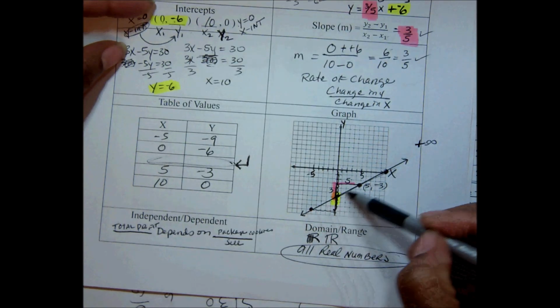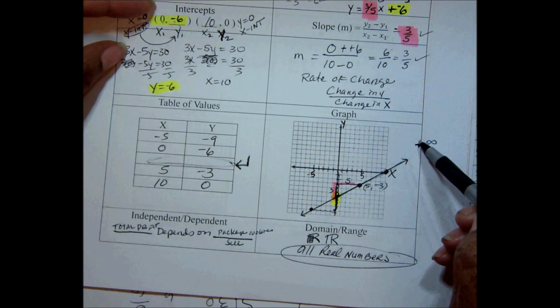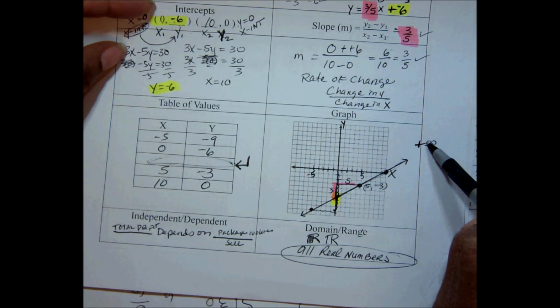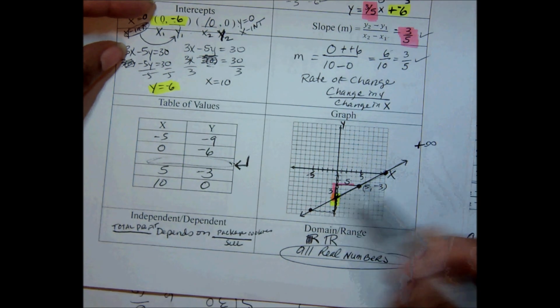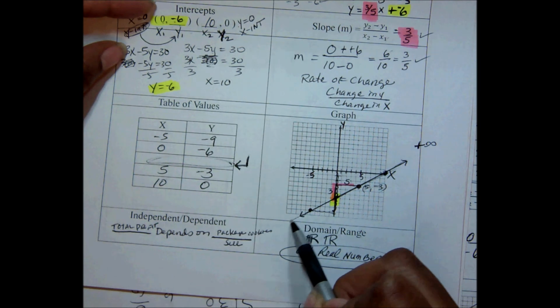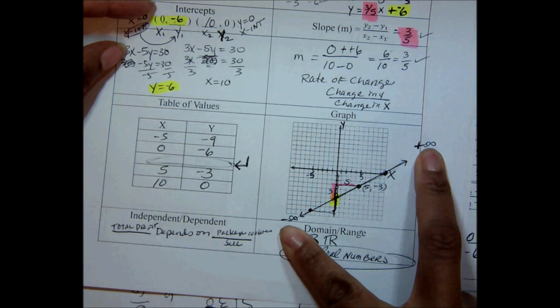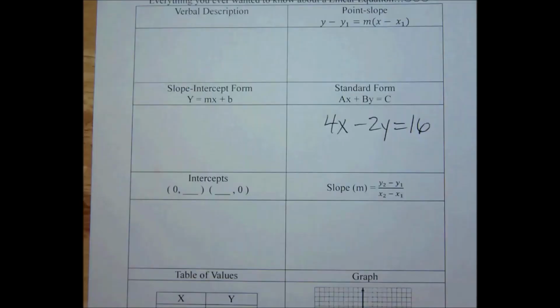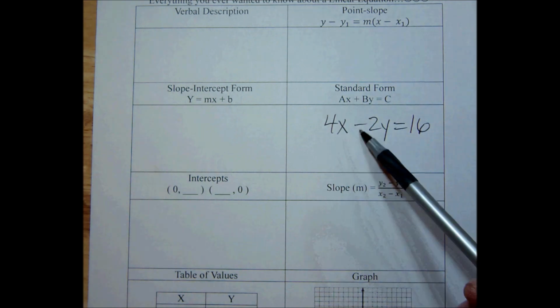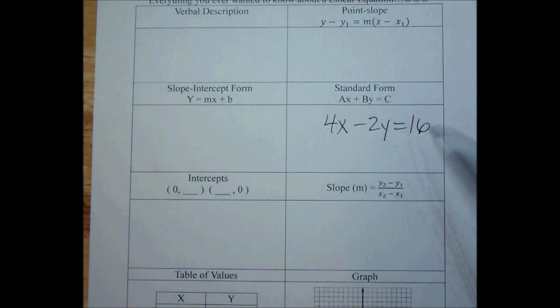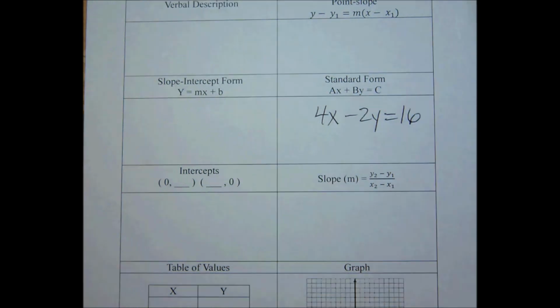This line here is approaching positive infinity, and I didn't say that earlier, so I want to throw that in there. And this side is approaching negative infinity. And when that happens, and it's approaching both of those, you have all the numbers. Do the following equation, 4x minus 2y equals 16, on your own.